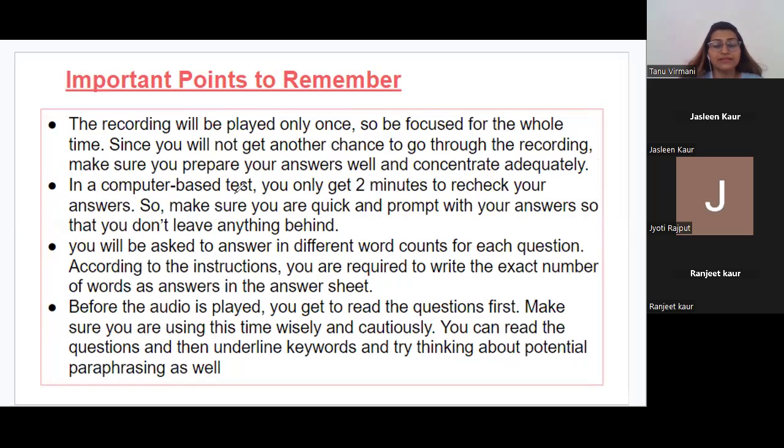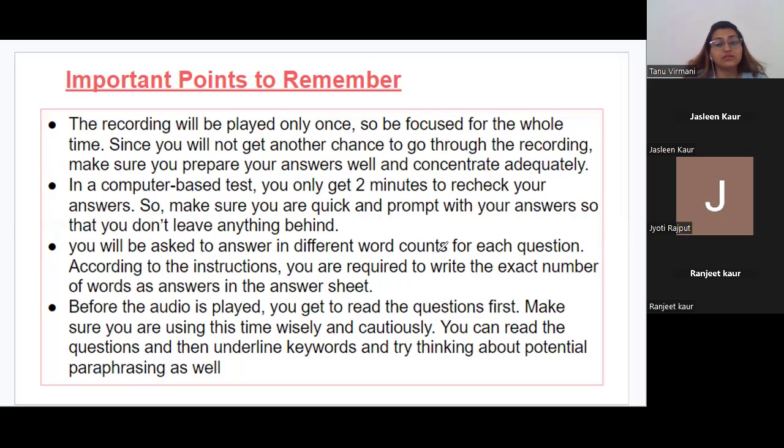In a computer based test, you only get 2 minutes to recheck your answers. So make sure you're quick and prompt with your answers, so that you don't leave anything behind, right? Because in paper based, you have the advantage that you can transfer your answers for the next 10 minutes, but in computer delivered, you do not have that.